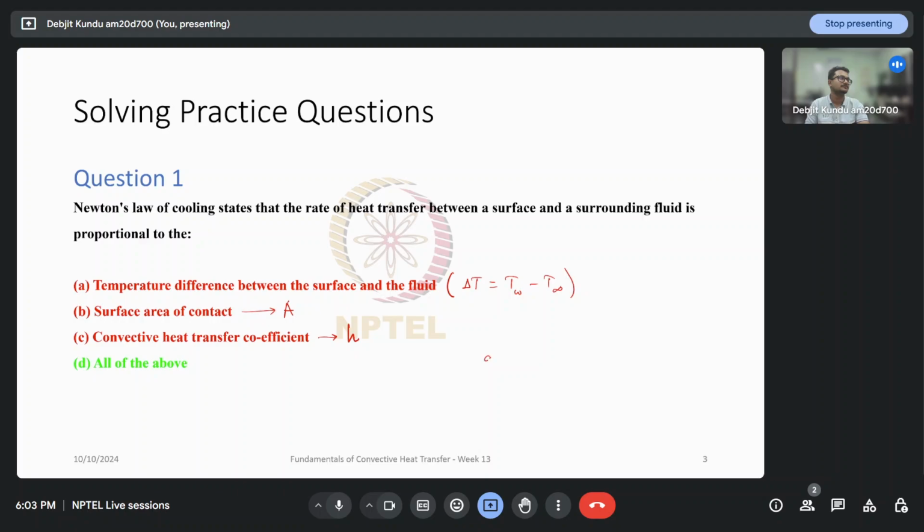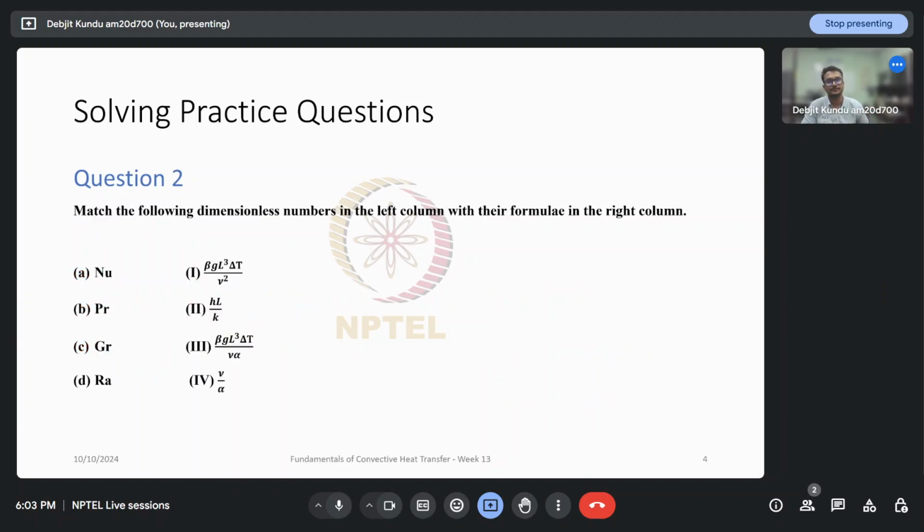Now Newton's law of cooling states that the rate of heat transfer is proportional to all of them: H, A, as well as delta T. So you can combine all of them and write that the rate of heat transfer is equal to H, A, and delta T. If each of them increases, the rate of heat transfer increases. If any of them decreases, the rate of heat transfer will decrease proportionately. So that's Newton's law of cooling for us. Now let's move on to question number 2.